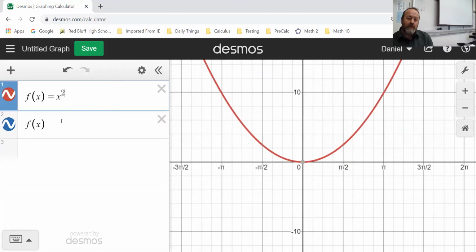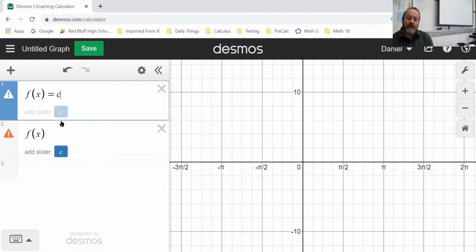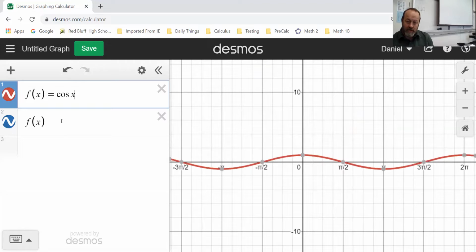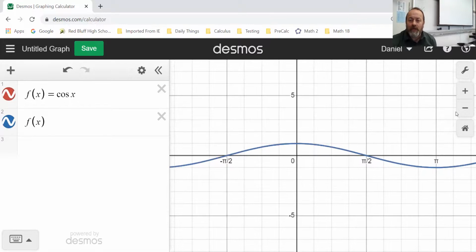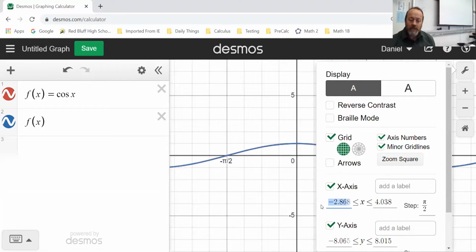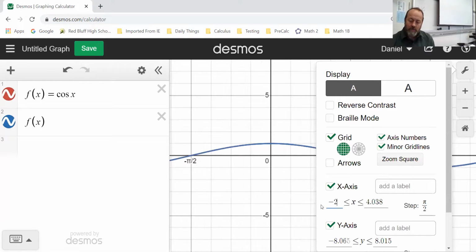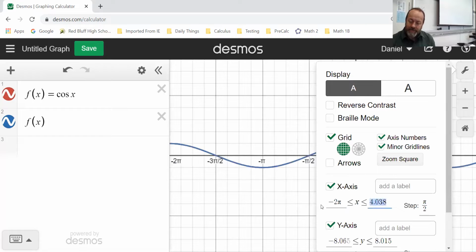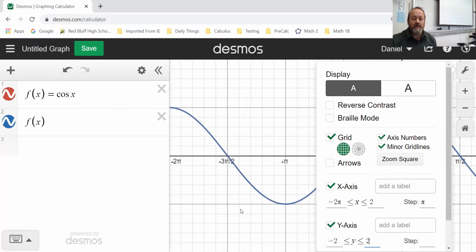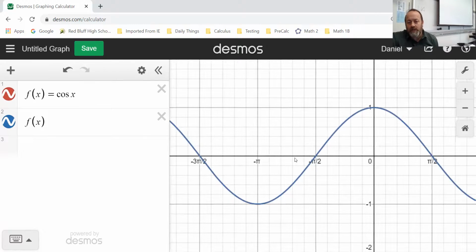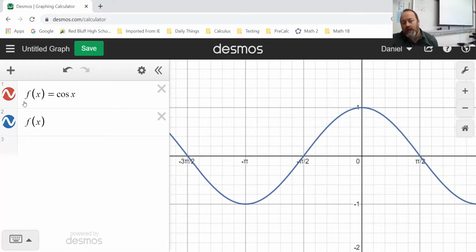But as it turns out, if we start with a simple trig function like the cosine of x, you'll notice that that's a nice, easy little wave. I kind of wish this was a little bit more zoomed in. Let's try to make that a little bit tighter, negative 2 pi to 2 pi. And I'll make the bottom and top not quite so large. So let's make this maybe negative 2 to 2. So it's nice and big. Okay, so this is what a cosine wave looks like.